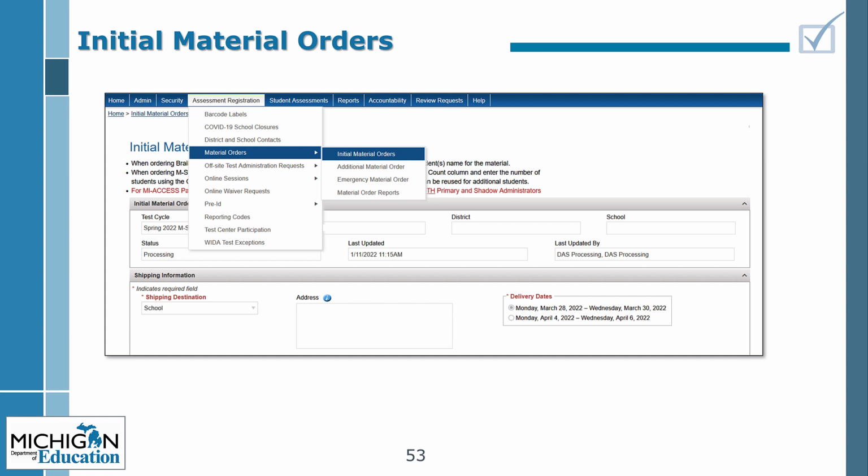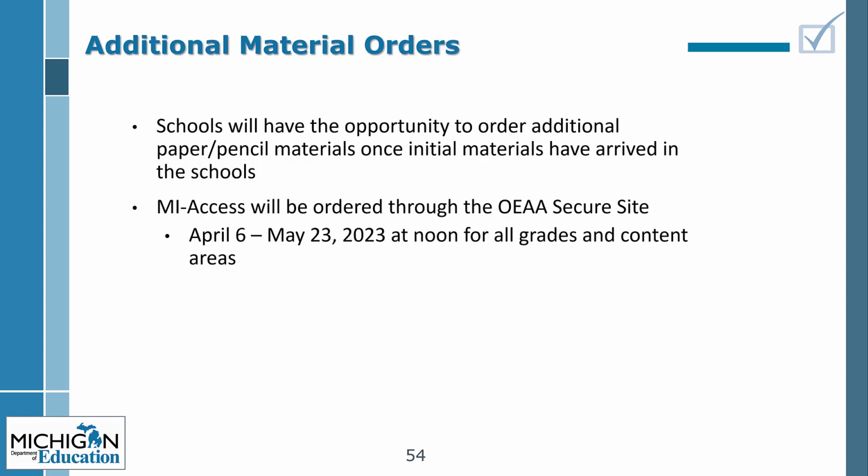IMOs are automatically generated based on your pre-ID count. This window is closed for spring 2023, but you can still view your order from this screen. Please check the list of important dates for the IMO active dates. You can still place material orders if you have any need for additional materials. The window for additional materials orders is listed here, April 6th through May 23rd. These dates are also listed in the Important Dates documents.